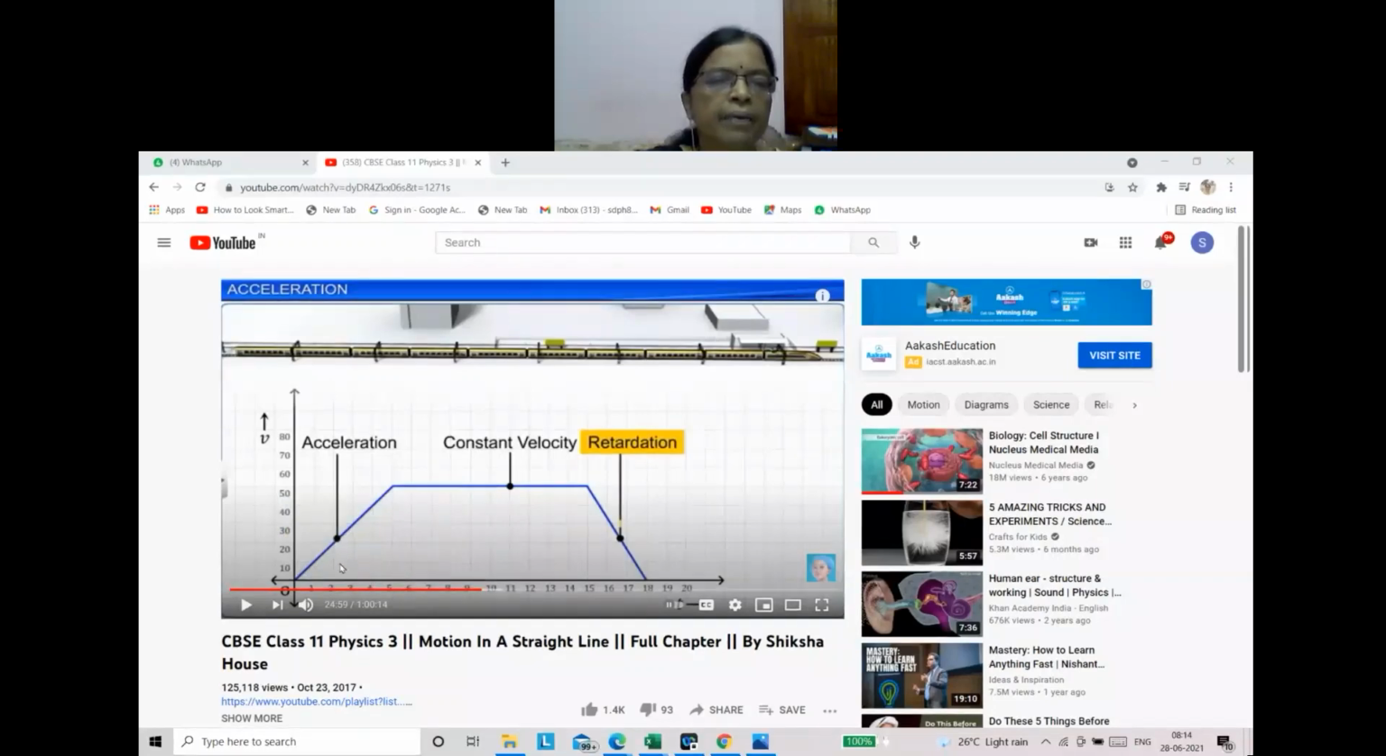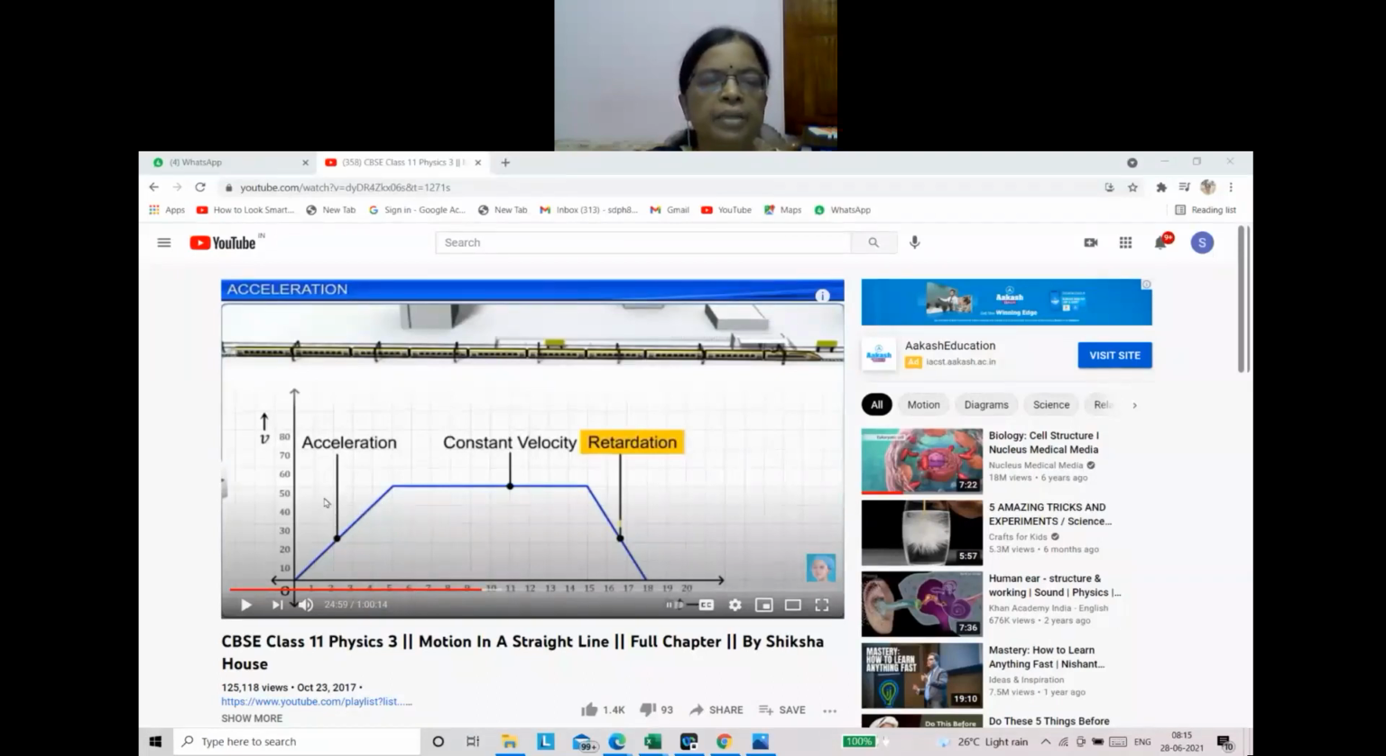Velocity changes are equal. In 1 second how much change in velocity? Suppose it is meter per second, 10 meter per second velocity is changing. Next 1 second also 10 meter per second is increasing, like that 0, then it becomes 10, 20, 30, 40, in equal intervals. So equal change in velocity is happening. Change in velocities are equal in equal intervals of time.